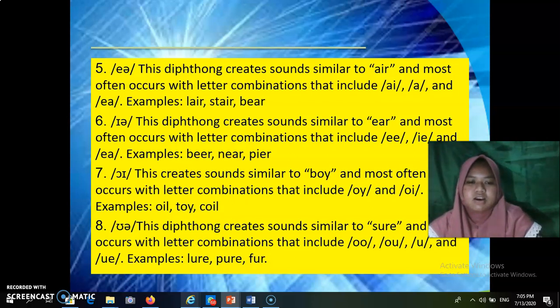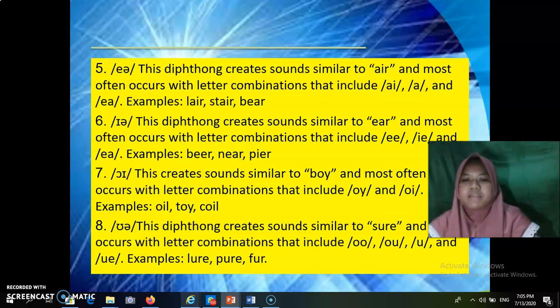Number 7. These diphthongs create sounds similar to boy, and most often occur with letter combinations that include OI and OY. Examples: oil, toy, coil. The last number is 8. These diphthongs create sounds similar to sure, and most often occur with letter combinations that include O, U, and UR. Examples: lure, pure, cure.